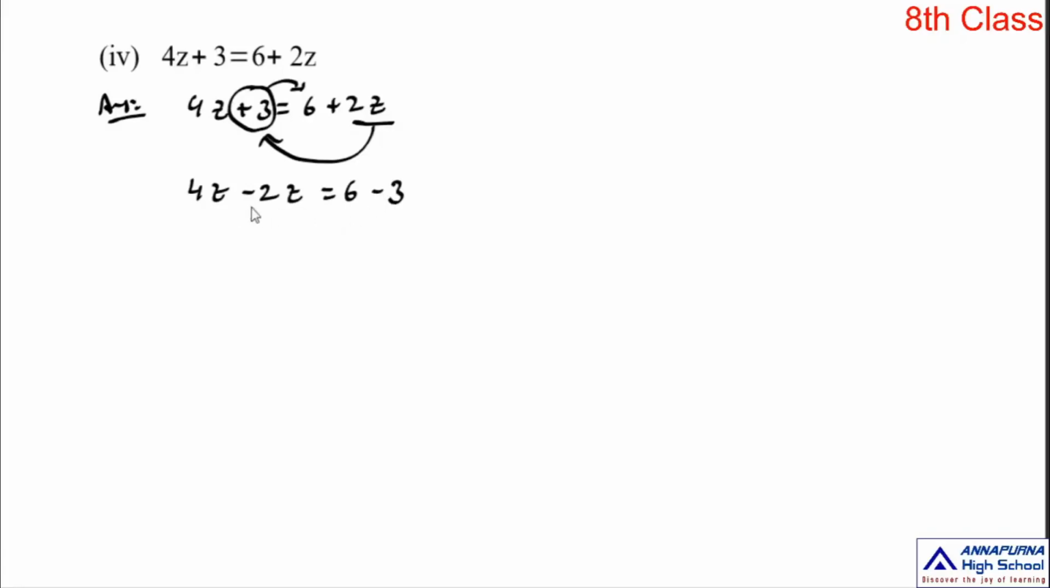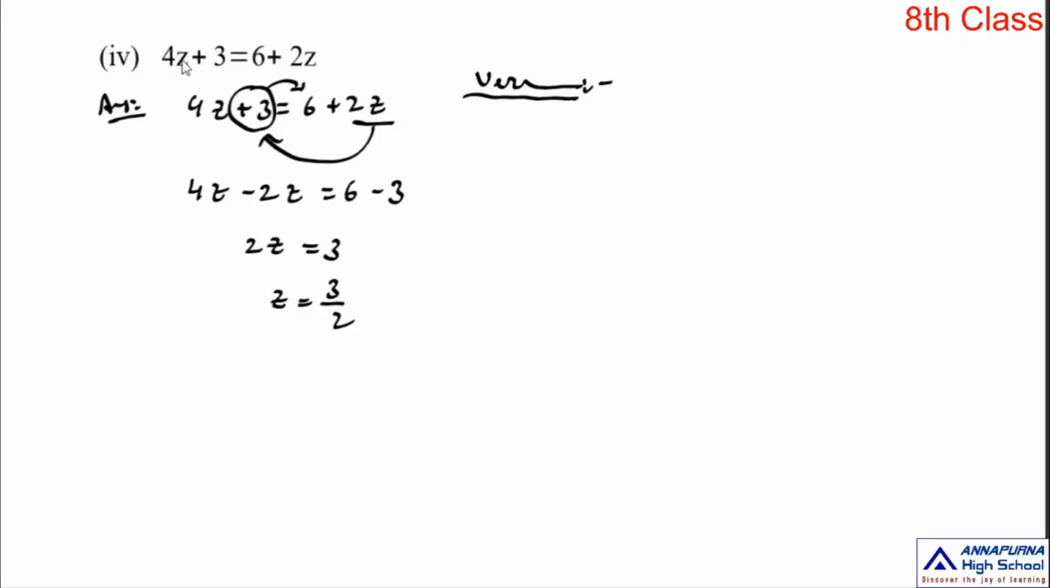So 4z minus 2z is equal to 6 minus 3. So 4z minus 2z is equal to 2z, and 6 minus 3 is equal to 3. So z is equal to 3 by 2. Now substitute this z value in the left side and right side. Let's do verification.